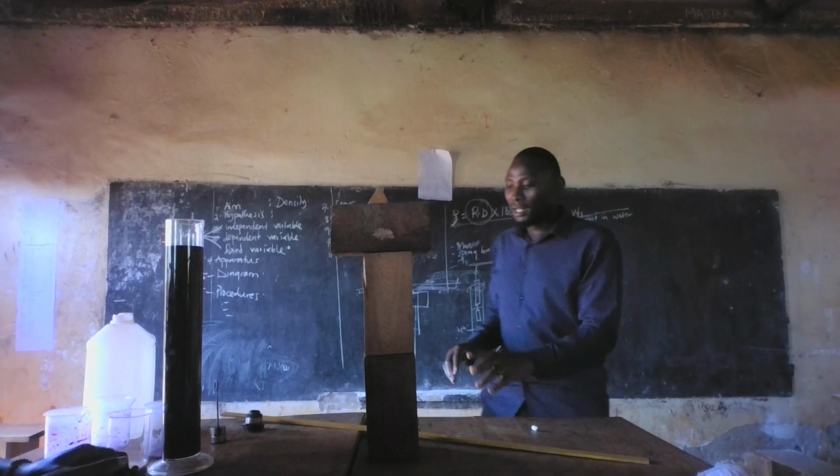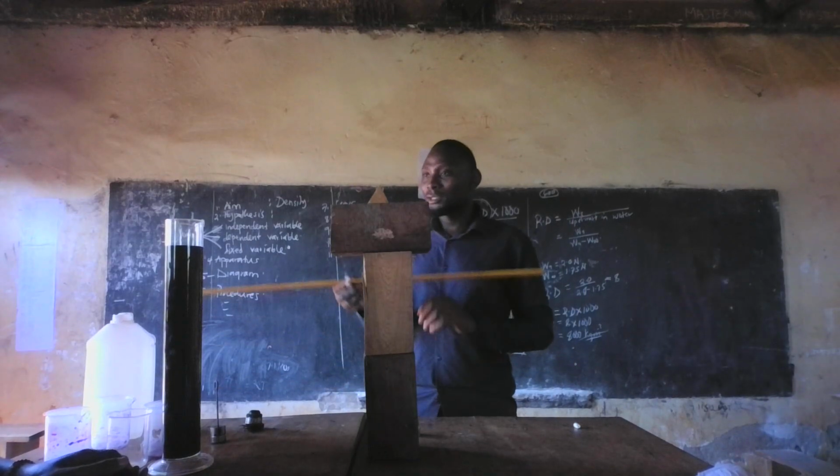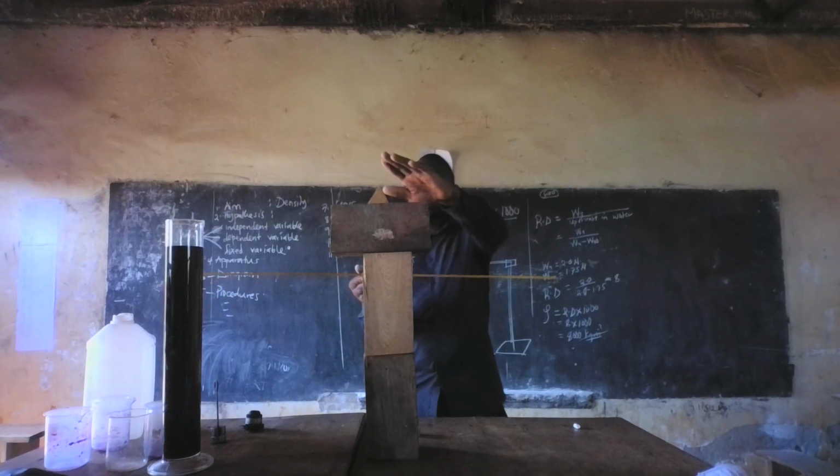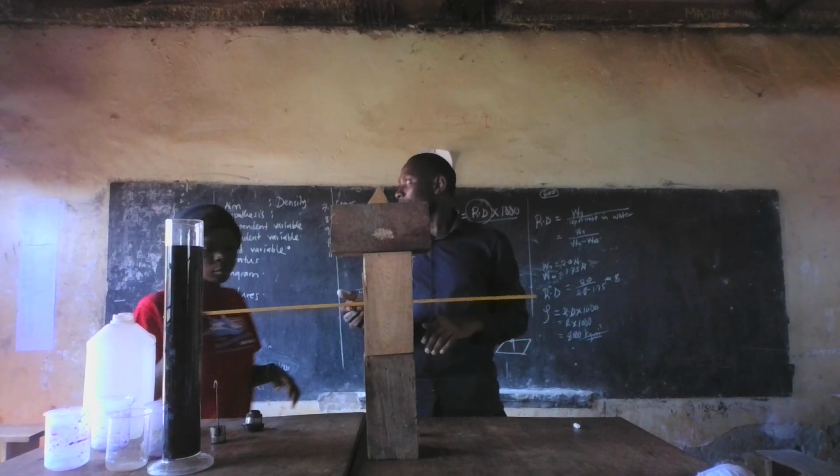Now, the next part is balancing. I want someone to come and balance this one on the knife edge until the ruler is horizontal.